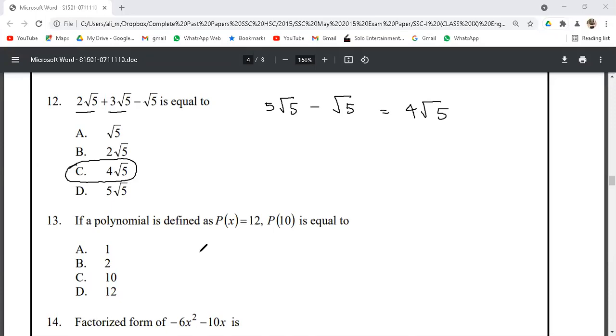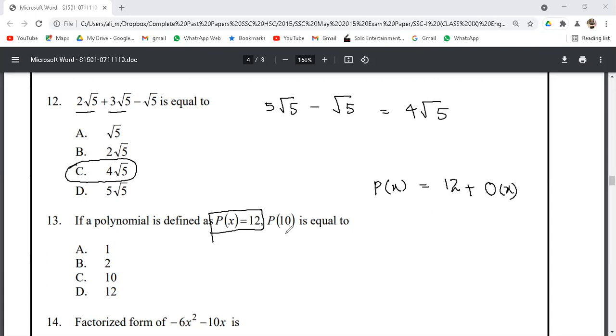Next, let's solve question number 13. We have a polynomial given that is equal to 12. So this is actually a monomial. P of x is equal to 12. So this polynomial or monomial does not depend on the variable x. So let's say 12 plus 0x.